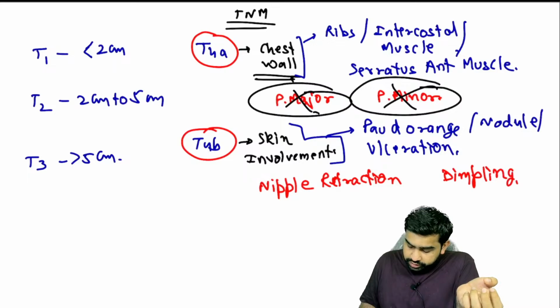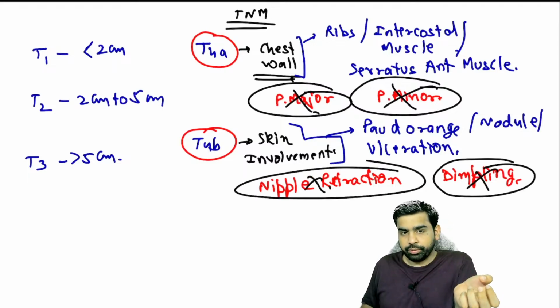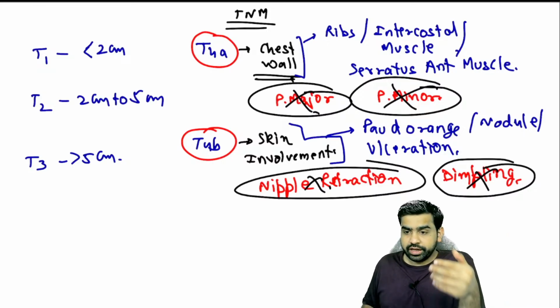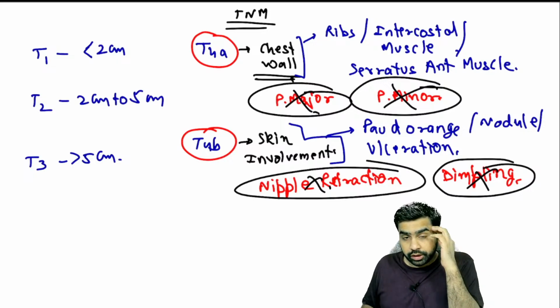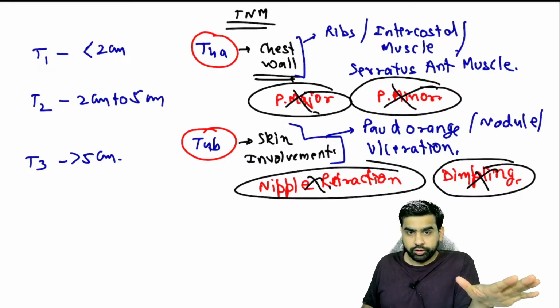Okay, if at all there is dimpling or nipple retraction, that is not included as part of skin involvement. Please understand this particular point. Nipple retraction and dimpling are not part of involvement of the skin. Why do these occur? They occur because of the involvement of the ligament of Cooper. So ligament of Cooper involvement leads to nipple retraction and dimpling. That's what you need to understand over here.